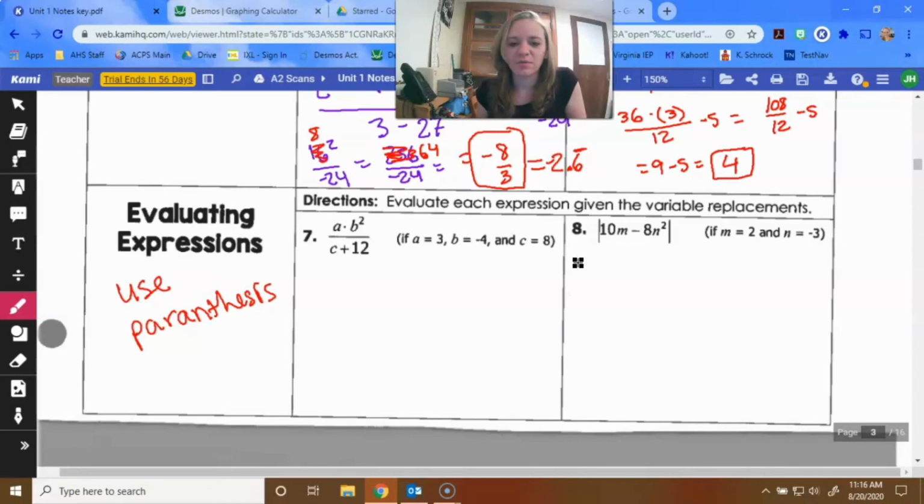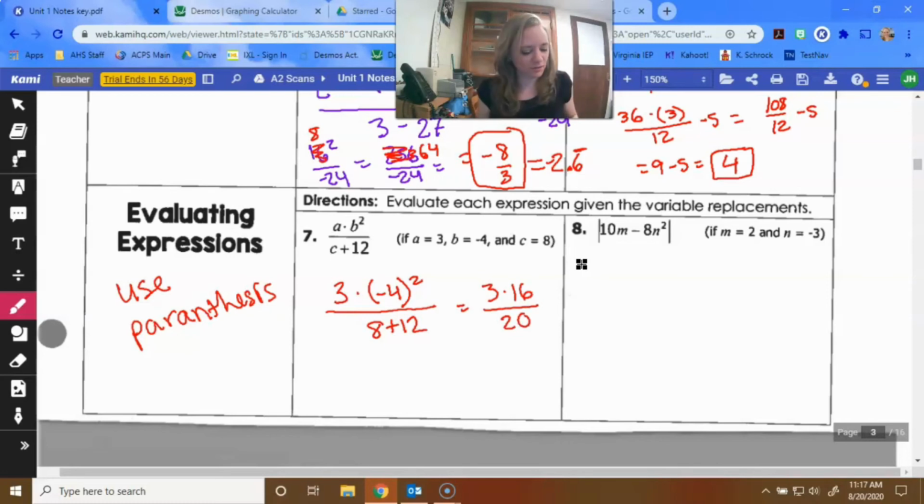So, for example, plug in A is 3 times B is negative 4, like in this case. When you have a negative squared, a negative number times itself changes to a positive number. So you don't want to forget and put your negative out there and then say, oh, that's negative 16. No. The negative is with the 4, so negative times a negative is positive. C is 8. 8 plus 12. So 3 times 16. 8 plus 12 is 20. 3 times 16 is 48.